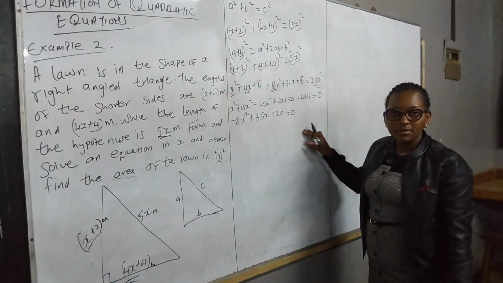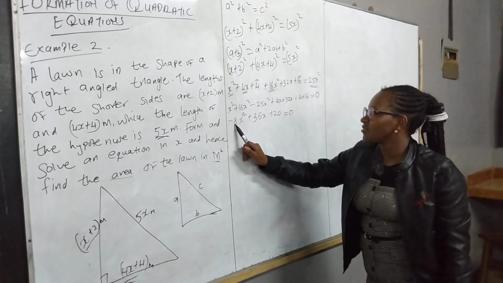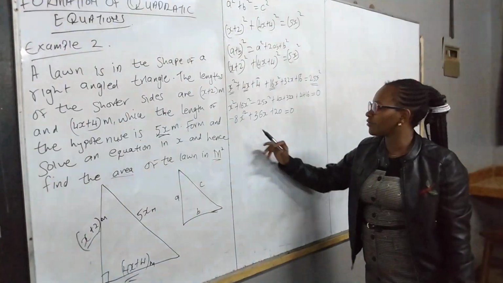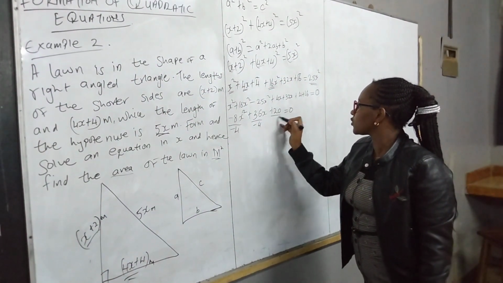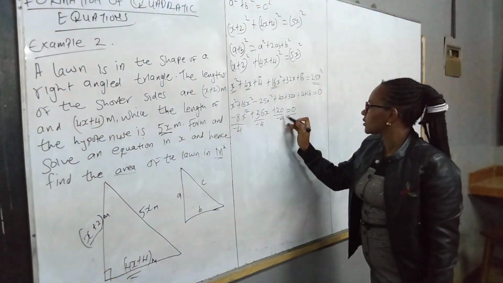We can simplify our equation. Since we have some common values here, we can divide by negative 4 across.